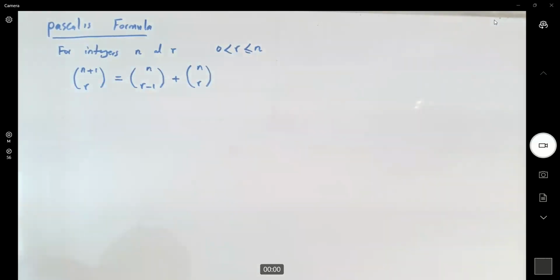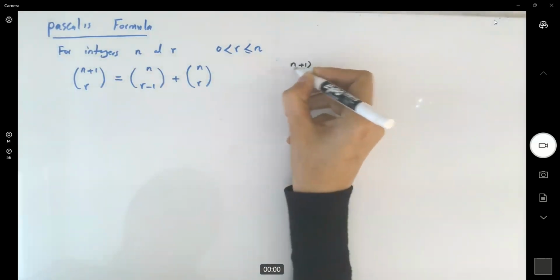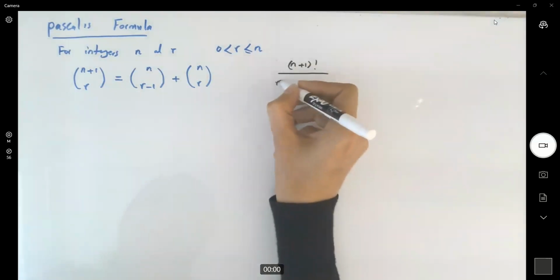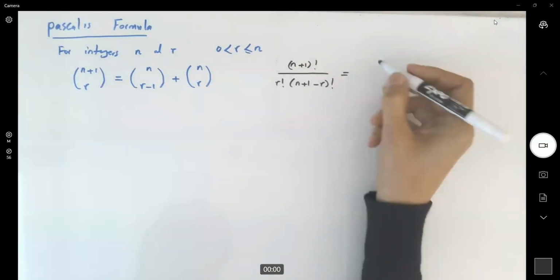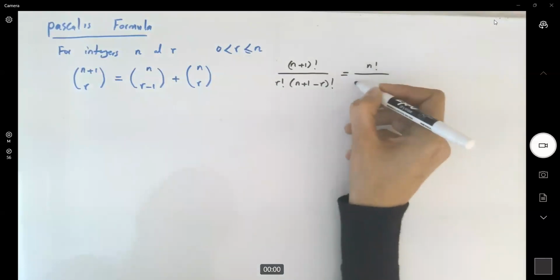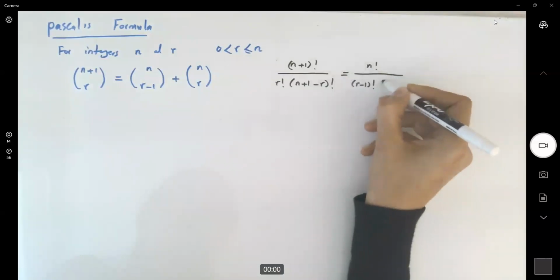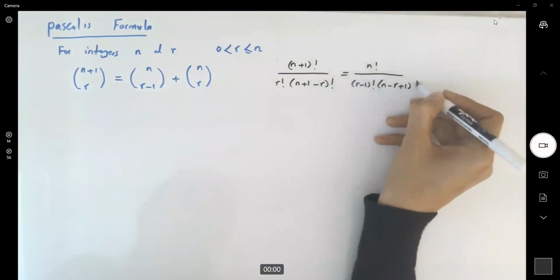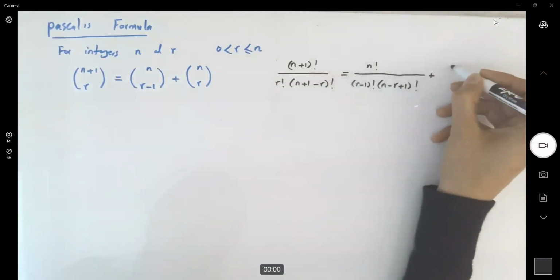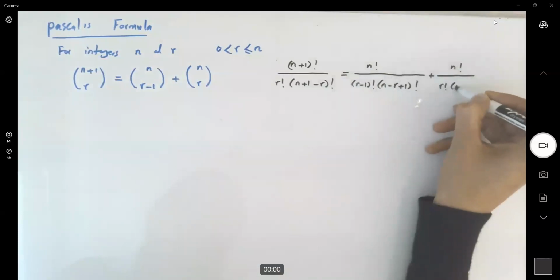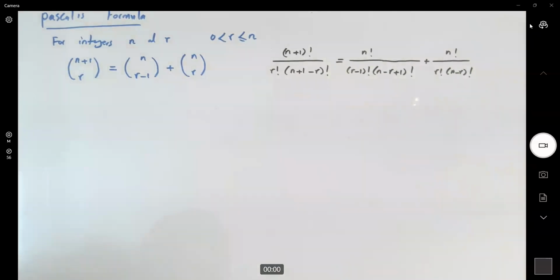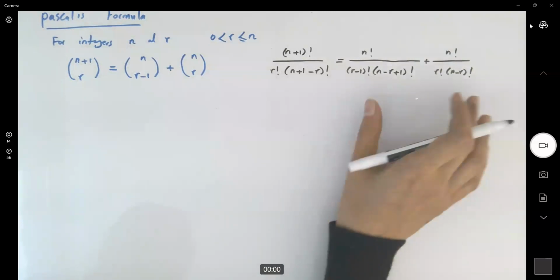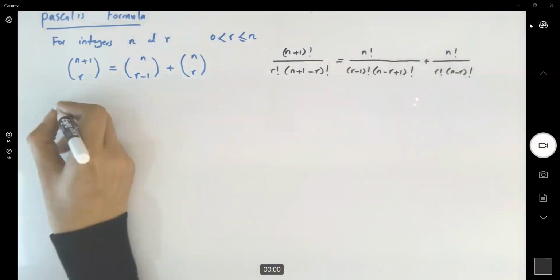Okay, let us take a look at the short proof. We want to show that (n plus 1) factorial divided by r factorial times (n plus 1 minus r) factorial is equal to n factorial over (r minus 1) factorial (n minus r plus 1) factorial, plus n factorial divided by r factorial (n minus r) factorial. This is what we try to prove here. We can start from left to right, or from right to left.